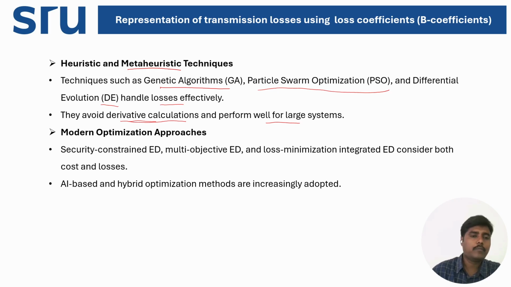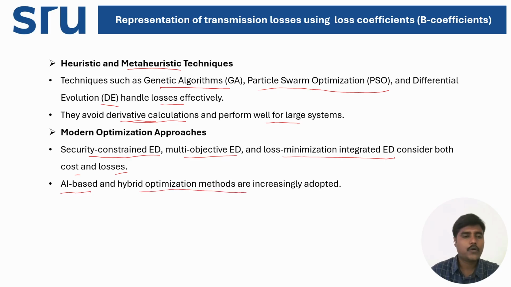There are also some modern optimization approaches we are implementing nowadays: security constrained economic dispatch, multi-objective economic dispatch, and loss minimization integrated economic dispatch. So they consider both cost as well as losses. And very recently, we are trying to implement some AI-based hybrid optimization methods also. Because AI-based methods can tune to the real-time varying of losses, they are very suitable for dynamic behavior.